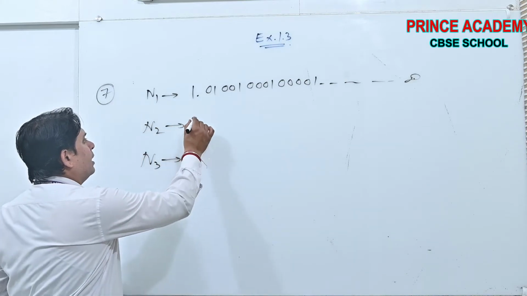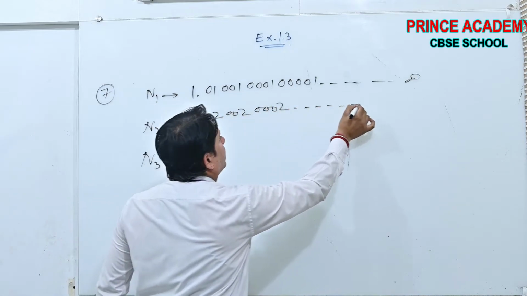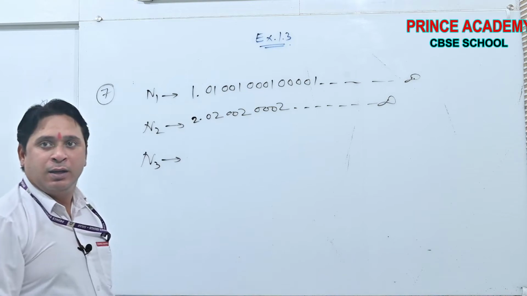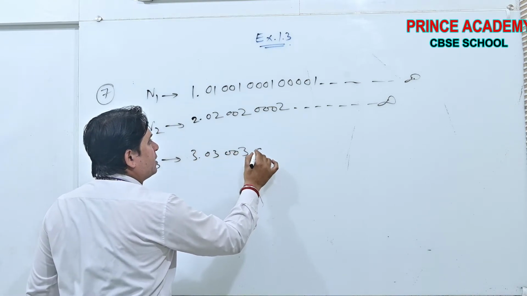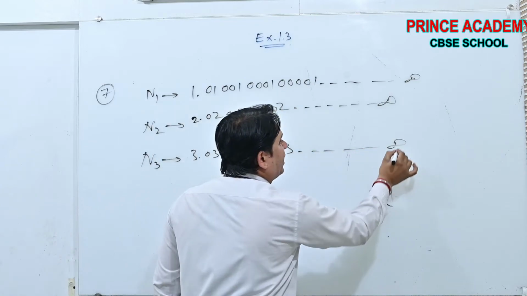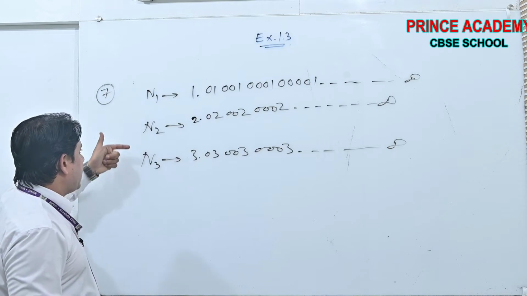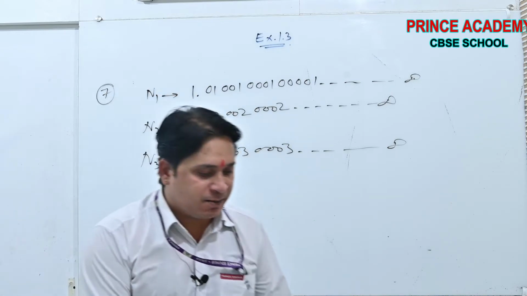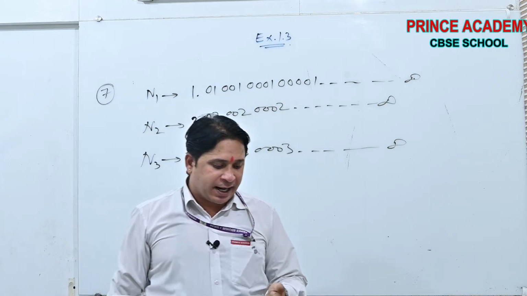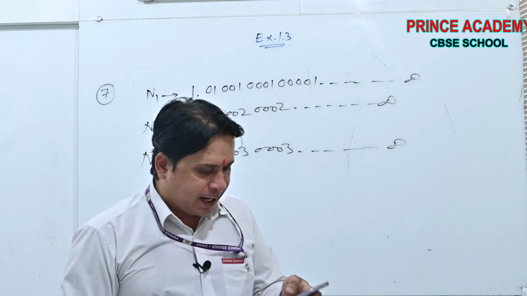Second example, 2.02, 002, 0002 and so on up to infinity. So simple. Irrational. 3.03, 003, 0003 and so on up to infinity. So simple. See beta, these are the 3 numbers which are irrational numbers, means their decimal expansions are non-terminating and non-repeating. Done beta.